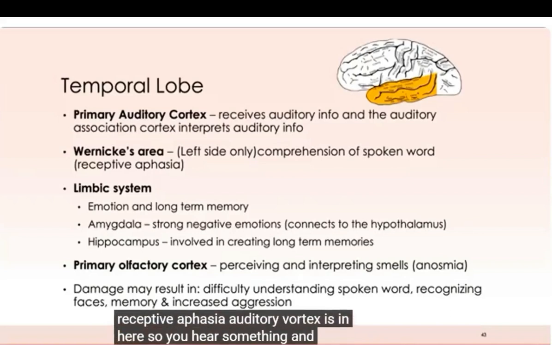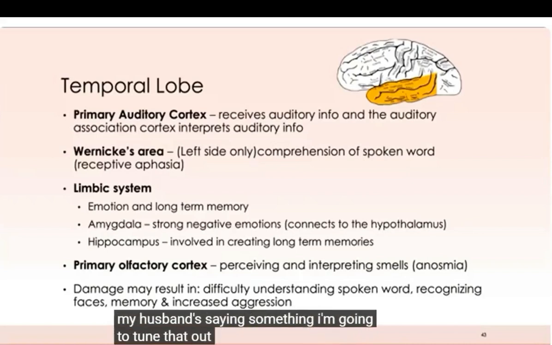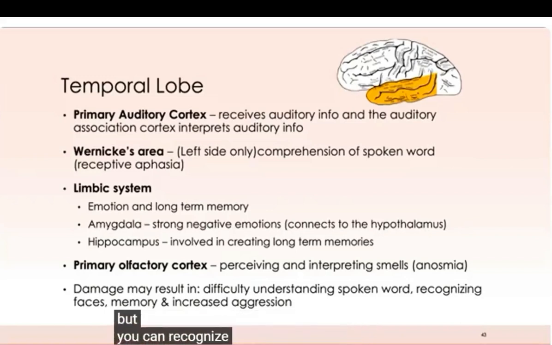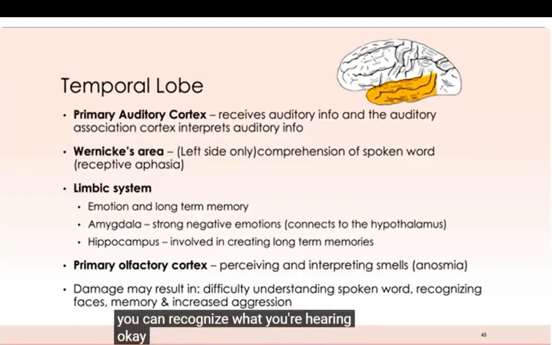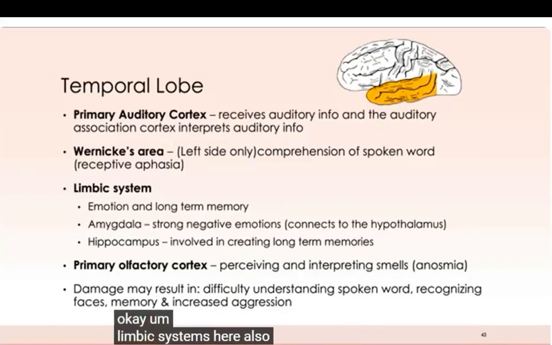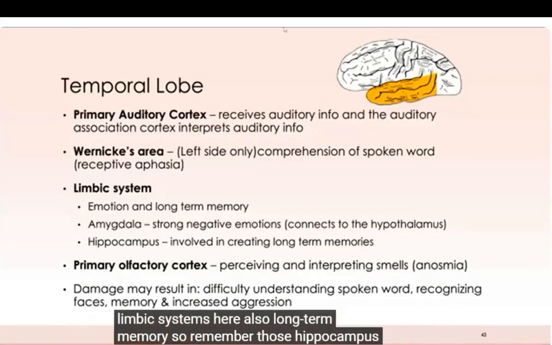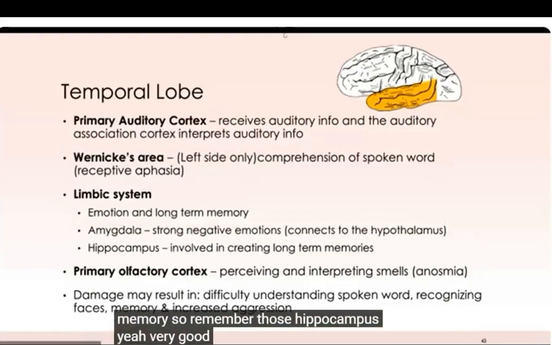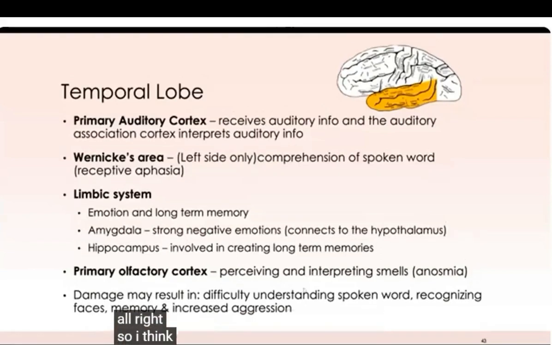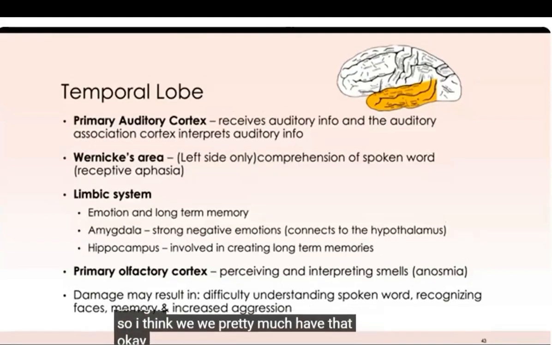So you hear something and you recognize, oh, that's a fire alarm, or my husband's saying something. I'm going to tune that out. No, just joking. But you can recognize what you're hearing, okay? Limbic system is here also, long-term memory. So remember those, hippocampus? Yeah, very good. All right. So I think we pretty much have that, okay?